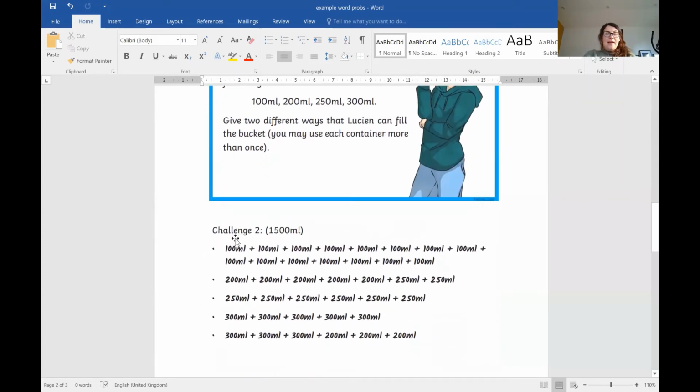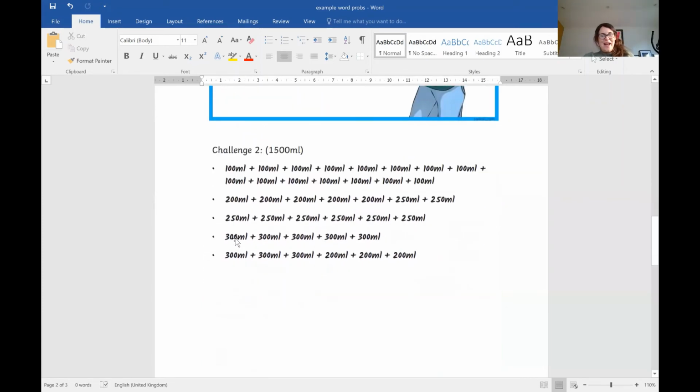Okay, so if you've come back, well done. So have a look here. The first one they have done is they've done 100 15 times, because we know that 100 times 15 will be 1,500. So they've done 15 lots of 100 millilitres, and that's repeated addition. That's 1, 2, 3, 4, 5, 6, 7, 8, 9, 10, 11, 12, 13, 14, 15 lots of 100 millilitres.